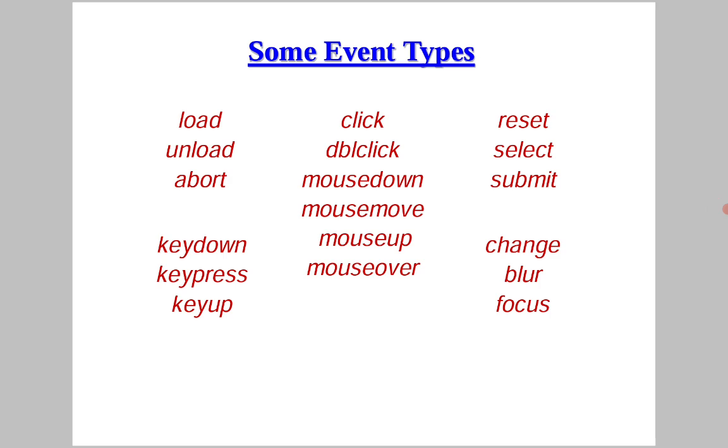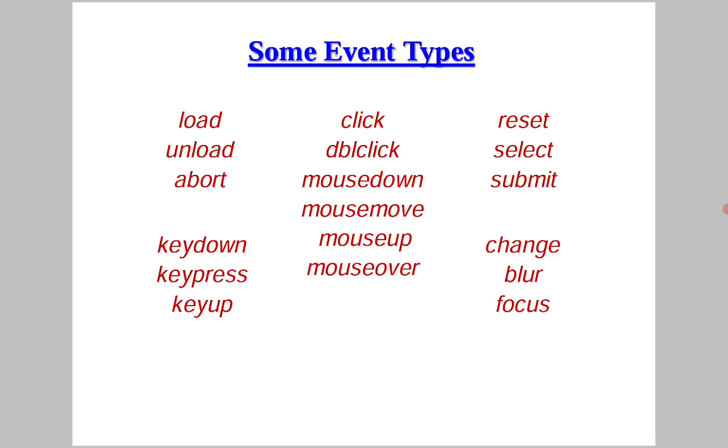Click, DBL click, mouse down, mouse up, mouse move, mouse over, all these are called mouse events. Click means whenever you single click or select a particular object. DBL click means double click on an object. Mouse down means you press a mouse button, and mouse move means whenever you move your mouse over an object. Mouse up means you release a mouse button, and mouse over means whenever you move onto a particular object.